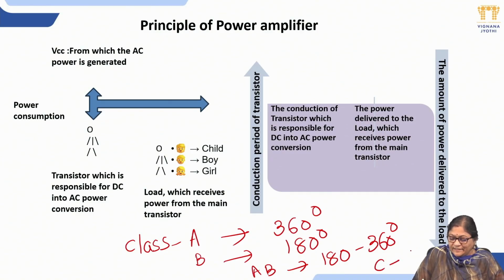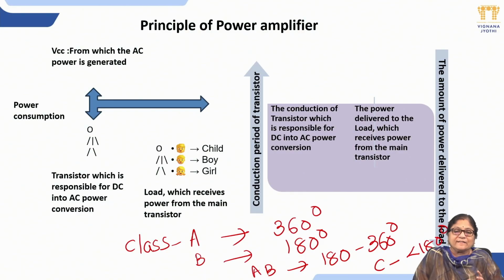So in class C, less than 180 degrees, that is gradually reducing the amount of conduction time by the main transistor, so that we are reserving some power. That reserved power is going to be delivered to the load, so that conversion efficiency is going to be improved.